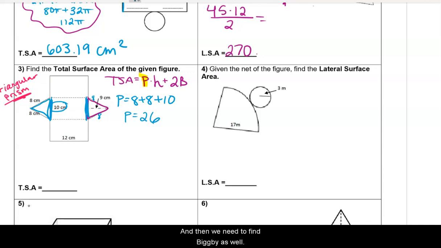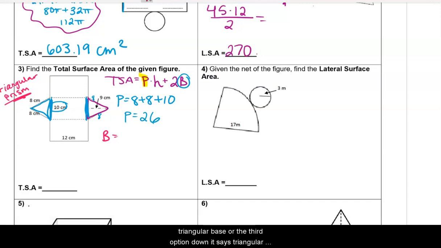And then we need to find big B as well. So big B represents the area of the base. So how do we find area of a triangle? Well, that is going to be on the back of your reference sheet. On the back side, there's a whole explanation about how to find big B based on what shape base you have. So here we have a triangular base, so we're the third option down.